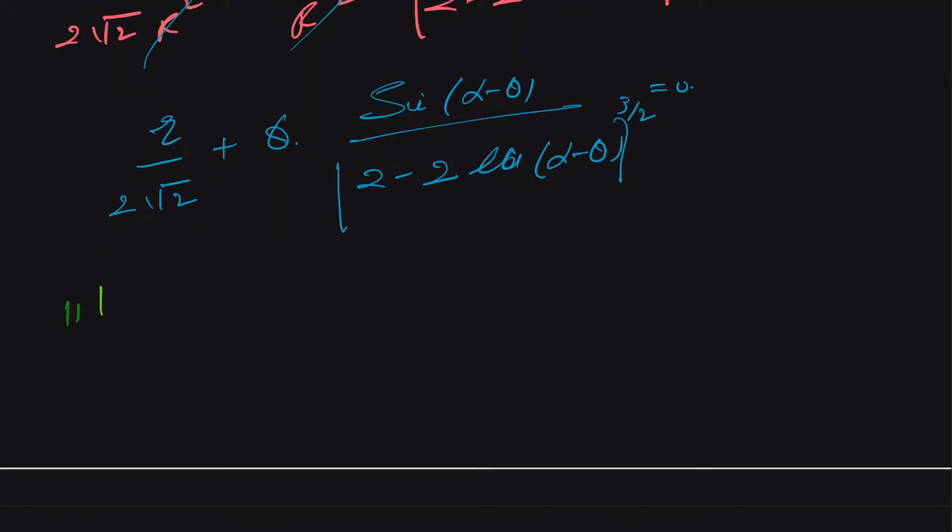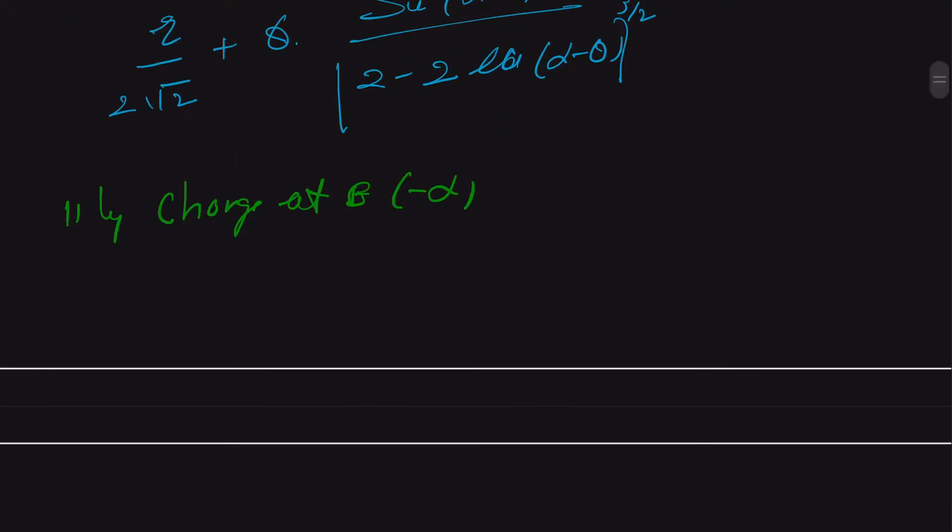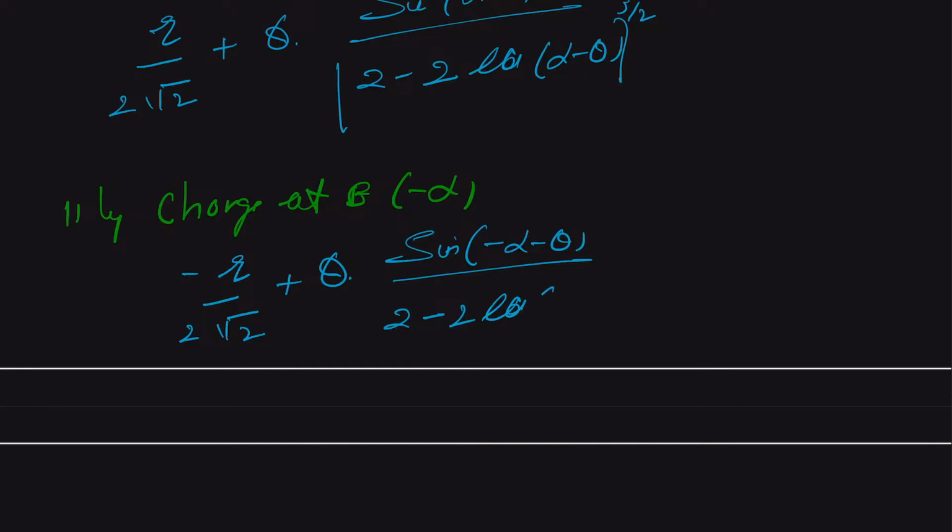So similarly, charge at B, which is our minus alpha. By the same process, only the minus sign will be there. So this will be minus q upon 2 root 2 plus q, and this comes as a sine of minus alpha minus theta over 2 minus 2 cos of minus alpha minus theta, and this is over 3 by 2 is equal to 0.